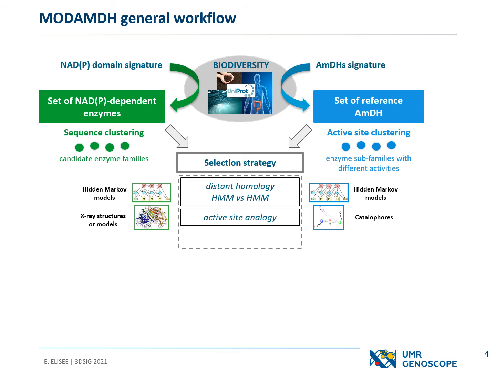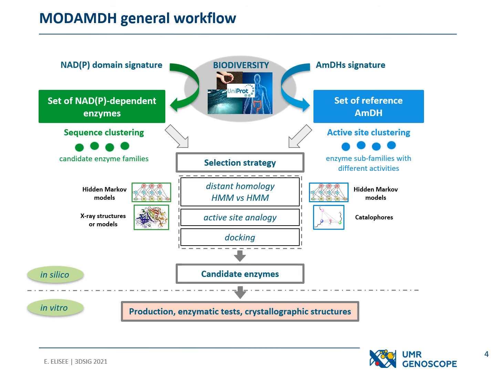Secondly, we design catalophores for reference AmDH, which will be searched into crystallographic structures or models from NAD families in order to find active site analogs. Final selection step is the docking of some substrates in the previously found distant homologs and active site analogs to consider them or not as potential candidate enzymes for in vitro analysis such as enzymatic assay or crystallography. The underlying objective here is to iterate this approach by reinjecting the selected candidates into the reference set and restart the workflow.